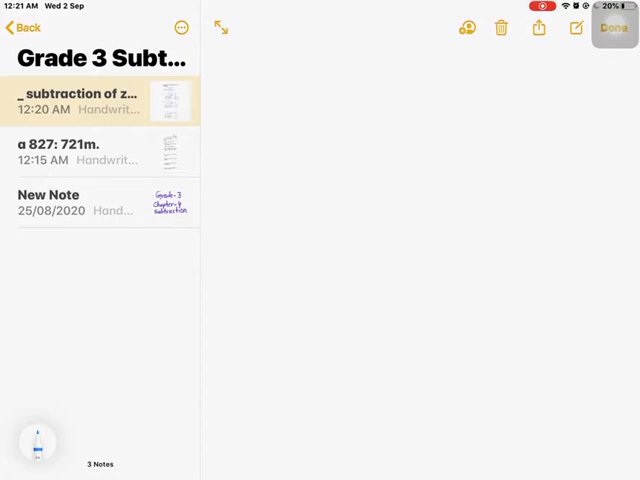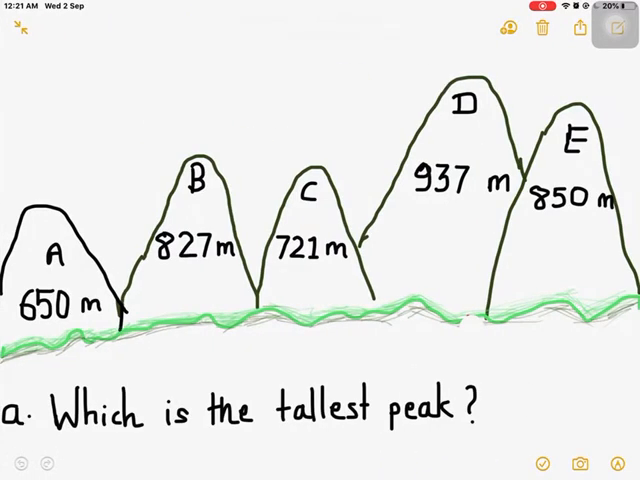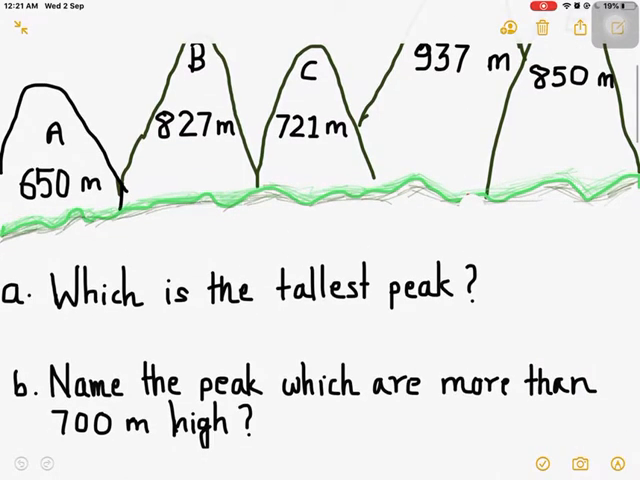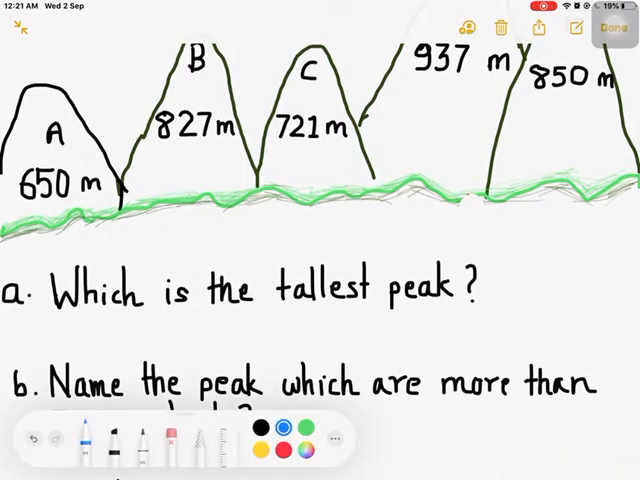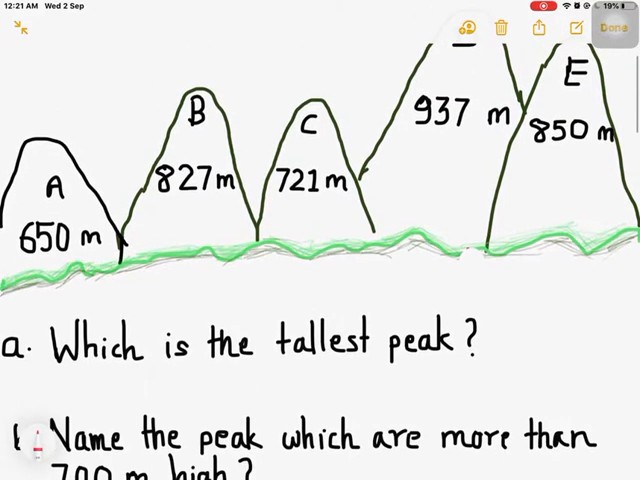Now let us go to another activity here. It is very interesting. Here you can see 5 different peaks: A, B, C, D and E. So A is 650, B is 827, C is 721, D is 937, E is 850. So which is the tallest here? Can you tell me? Which is the tallest? D. Yes. Which is the lowest peak here? A. Of course, A. Now let's try to write the answer here. Which is the tallest peak? Sure, you can answer. That is D.